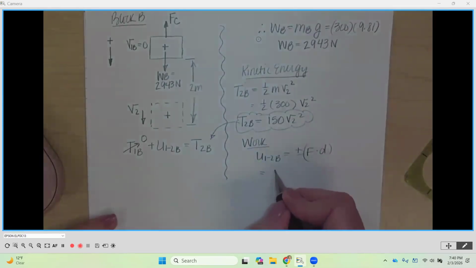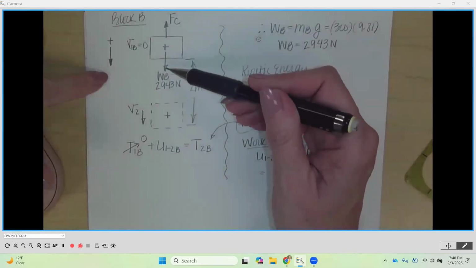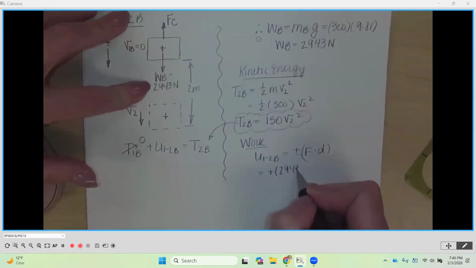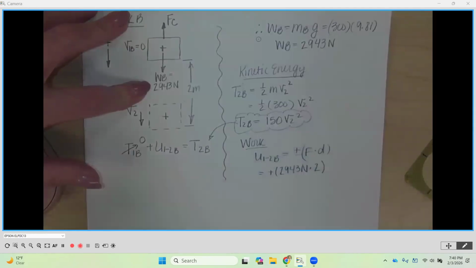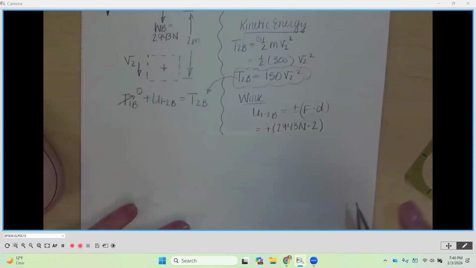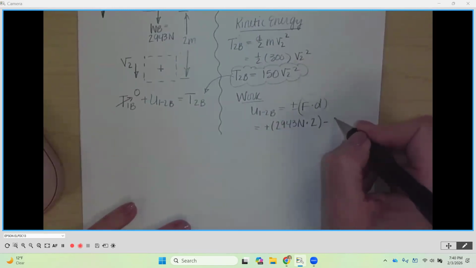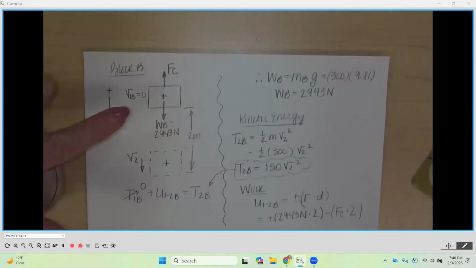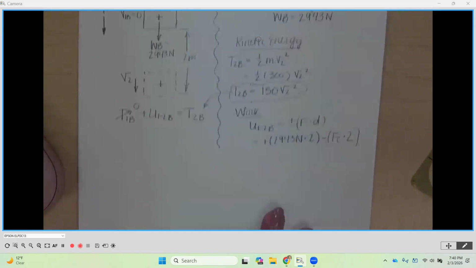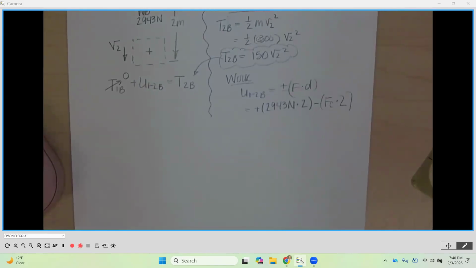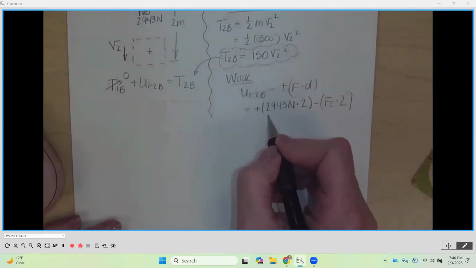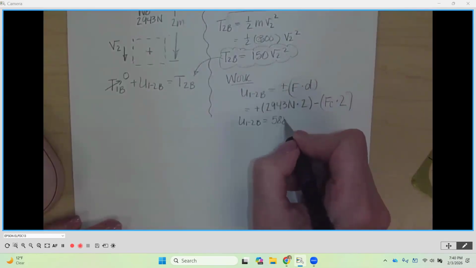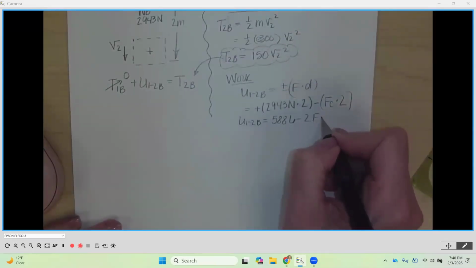So this is going to be equal to, because we're assigning down as positive, a positive, I'm going to do the weight first, the 2,943 newtons times a distance of 2. You don't have to put the newtons in, remember. Minus FC times 2, because FC is going up, so that's going to be minus according to our convention. So our work 1 to 2B will be 5,886 minus 2 FC.